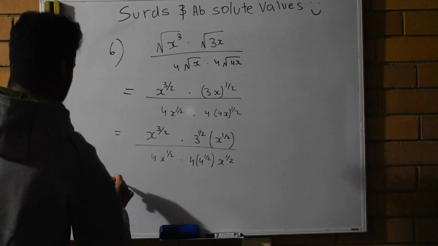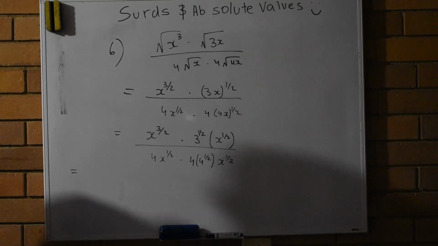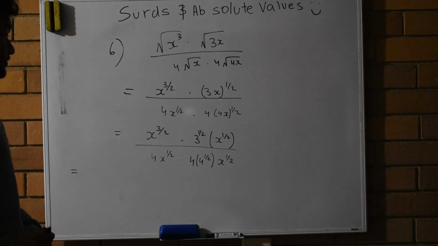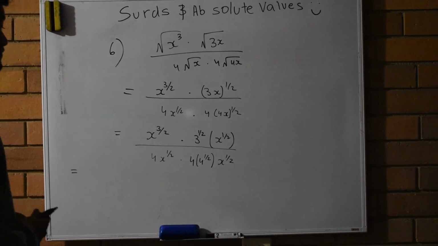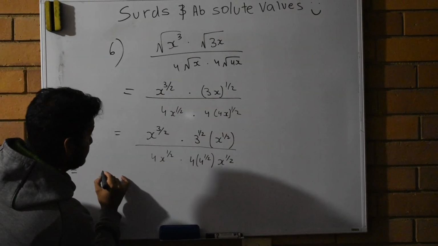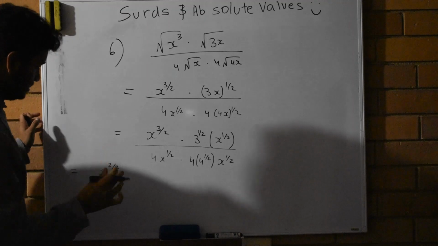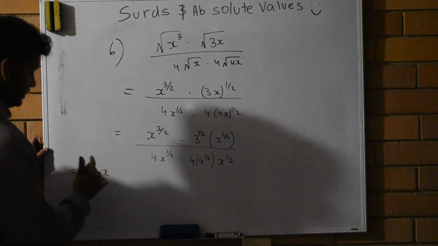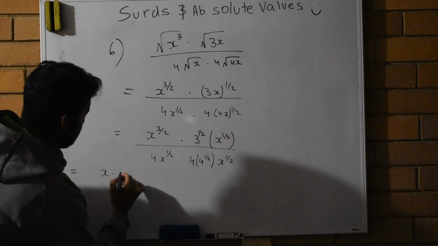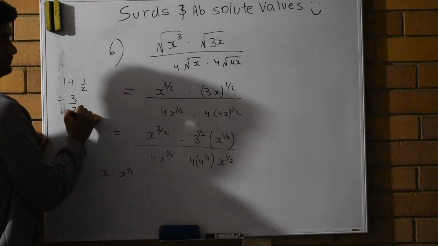Now, as you can see in the top part, 1 over 2, this is 3 over 2. So 3 over 2 has a 1 over 2 in it. So what we're going to do here is write this as x to the power of 2 over 2, which is 1. That's why we're not going to write x to the power of 1, we're just going to write x. And then that's times by x to the half, because remember 1 plus 1 over 2 is just going to give me 3 over 2.